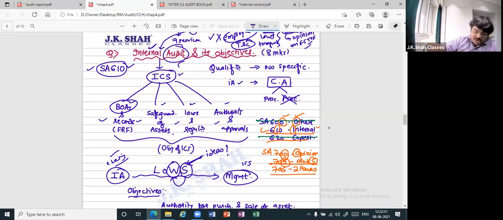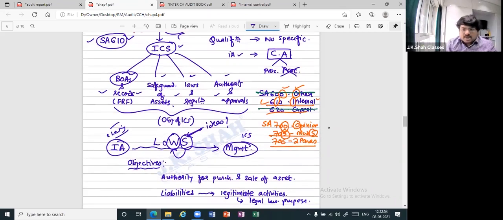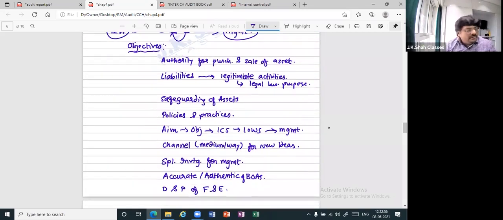Qualification I will tell you; you don't have to write it in the meaning, but you should know there is no specific qualification. Anybody can become an internal auditor, even you sitting there. But normally whenever internal auditors are appointed, chartered accountants are the ones who are appointed, whether or not in practice. It means your practicing certificate is not a requirement. Thereafter, it is covered by SA 610. The main objective is to give the LOW to the management, and thereafter the other objectives of internal audit. All cool? All cool.